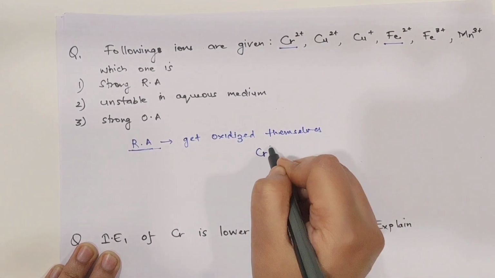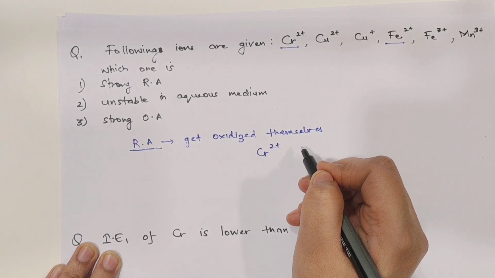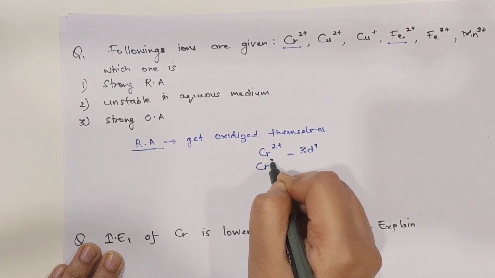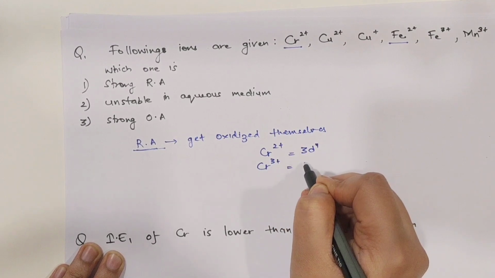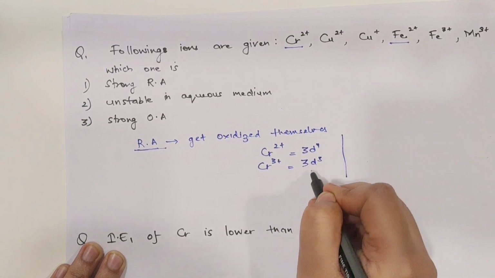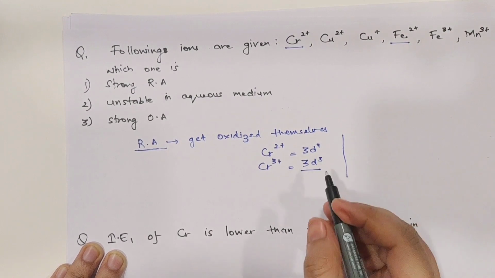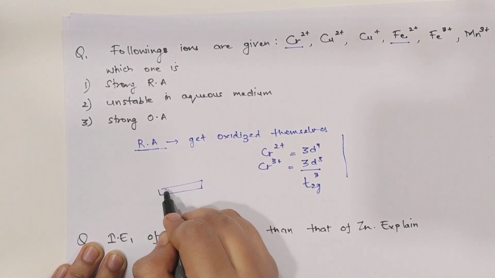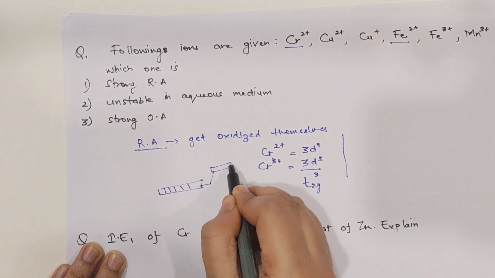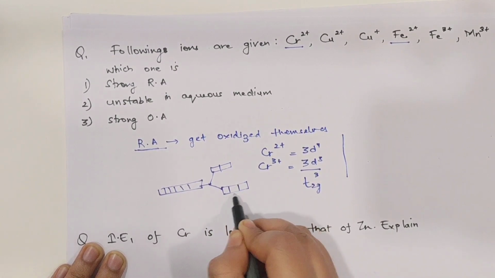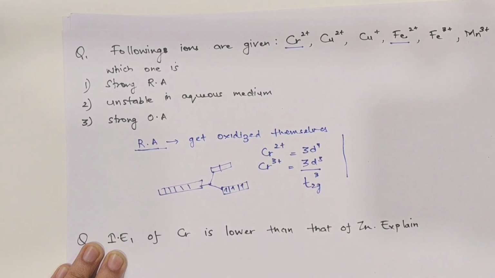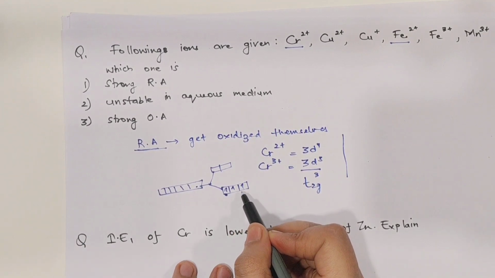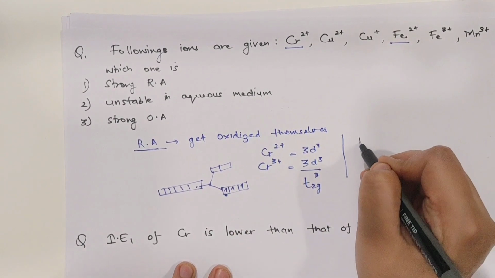How? Chromium 2+. Chromium was 3d5 4s1. 2+ means 3d4. If it loses one more electron, that means if it gets oxidized itself, it gets 3d3. Now this 3d3 is no ordinary 3d3. This is basically t2g3. That means the degenerate d orbital, which has broken into 2 sets, t2g and eg, this is filled, completely filled. And this is lower in energy than normal d orbital. Then obviously, this is more stable situation.